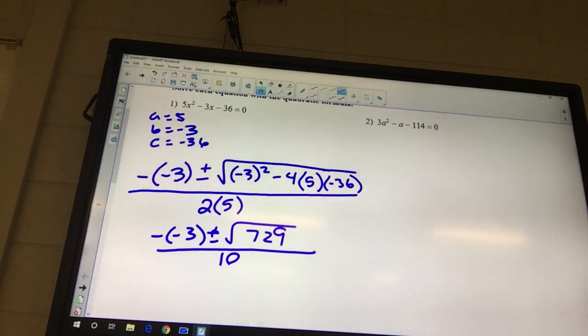This is where we stopped yesterday. That's not where we're stopping today.